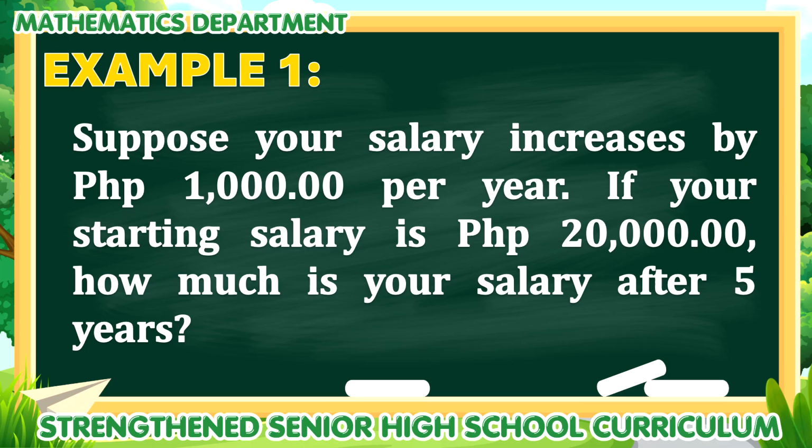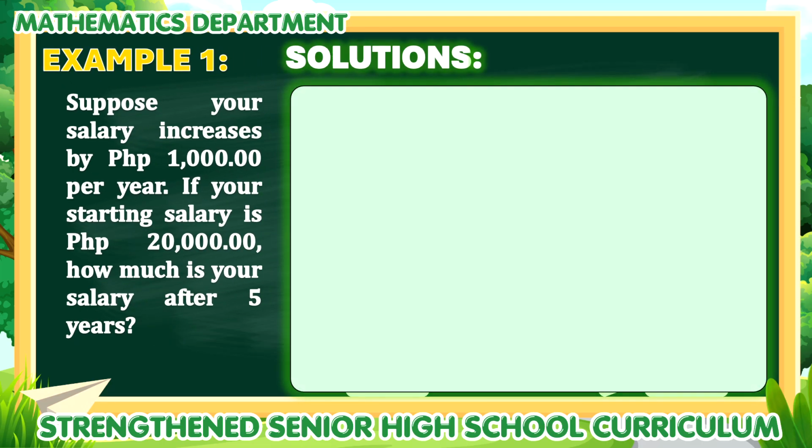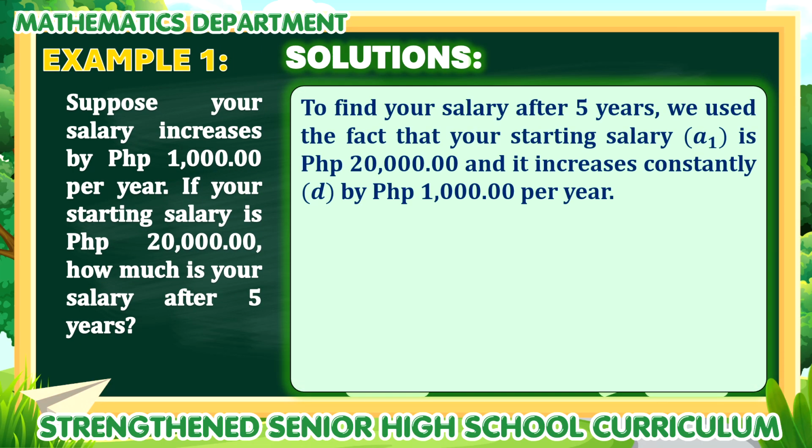For example number 1, suppose your salary increases by 1,000 pesos per year. If your starting salary is 20,000 pesos, how much is your salary after 5 years? To determine your salary after 5 years, we use the fact that your starting salary is 20,000 pesos, and this will serve as our a sub 1, and it increases constantly by 1,000 pesos per year, so this will serve as our constant difference. By using our formula, we have a sub n is equal to a sub 1 plus the quantity of n minus 1 times d.